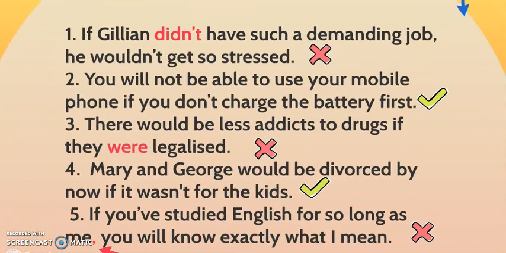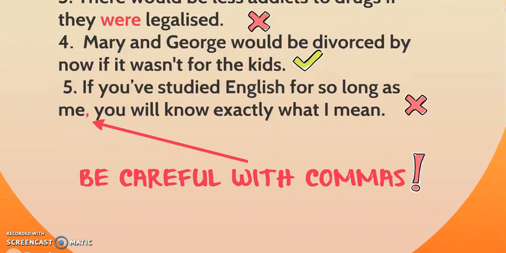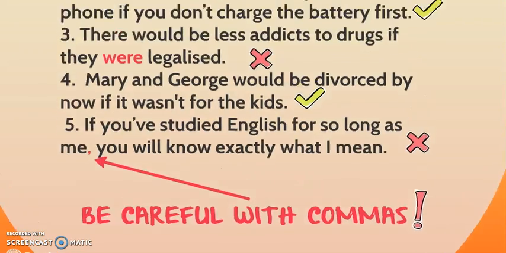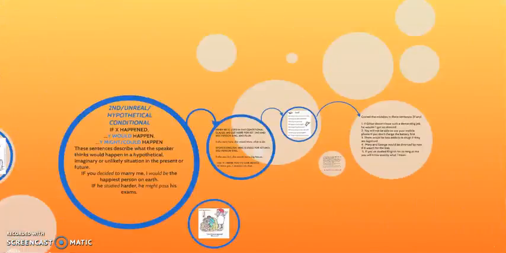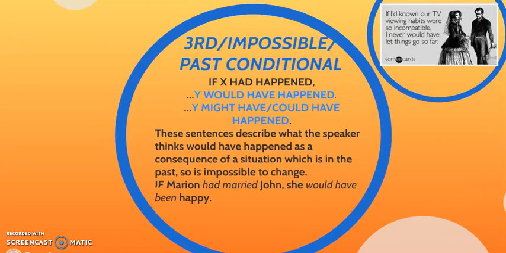This is the key, right? Mind you, let me show you. Aha, why is 5 incorrect? Because you probably forgot the commas. Commas are important. Good. Let's move on now to the third type conditional.